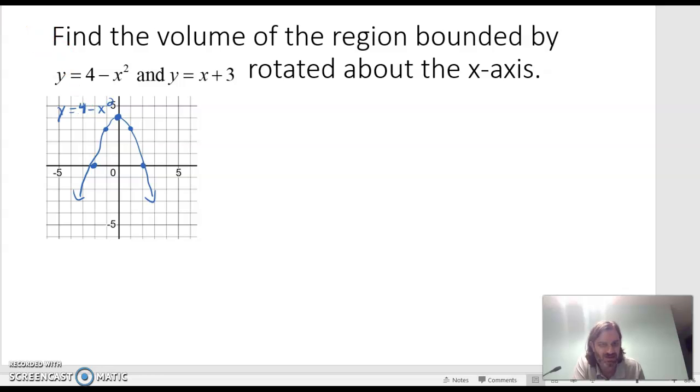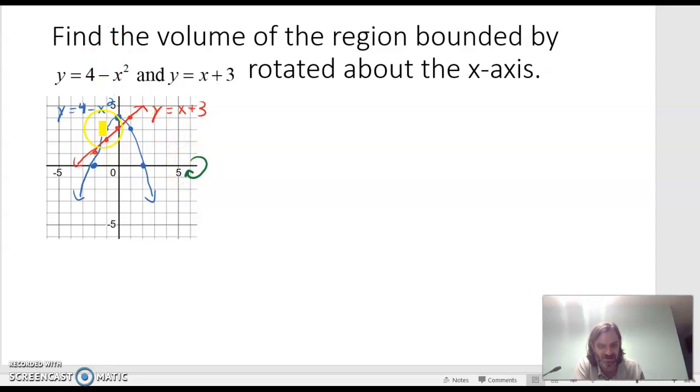Okay. And then let's use a different color for the y equals x plus 3. So that has a y-intercept of 3, and it goes up with a slope of 1, so it goes up to (1, 4). But I can also go backwards, and it goes backwards to (negative 1, 2) and (negative 2, 1). So coming through here, that is the y equals x plus 3. And I'm going to rotate that around the x-axis.